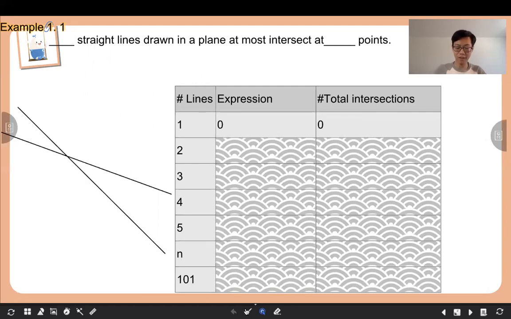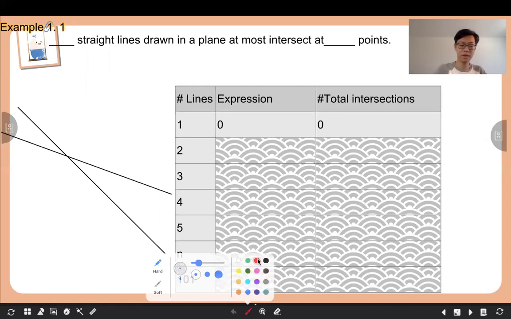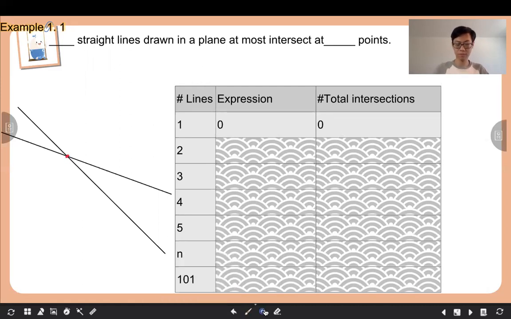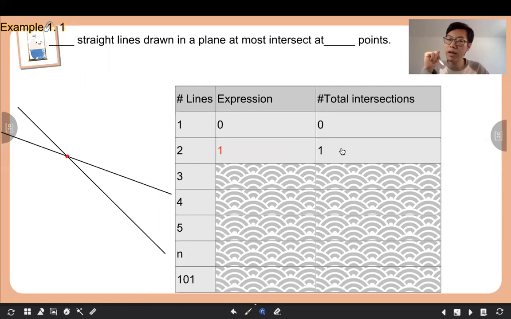How about we introduce the second line? All right, finally, we are starting to have an intersection. I'm going to label it red like this. And for this second line, how many new intersections is it introducing? Right, 1. We are only having one new intersection. And why do I write it, the red one here, the expression?